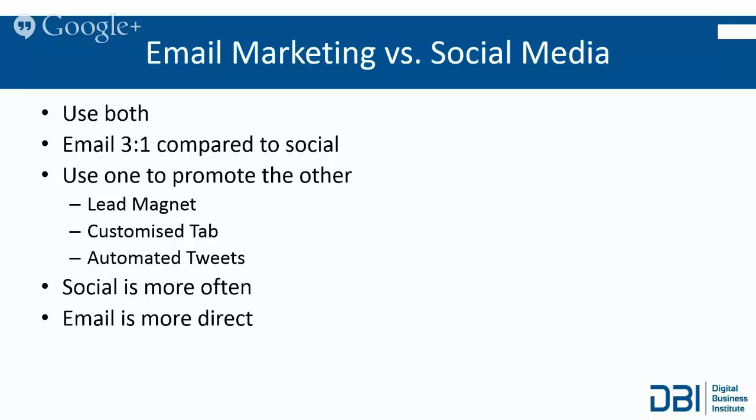When I say social media is more often, you can update Facebook a couple of times a day, and you can tweet a couple of times a day, but you wouldn't be emailing people a couple of times a day with your email list. However, when you do send out an email, it is more direct.